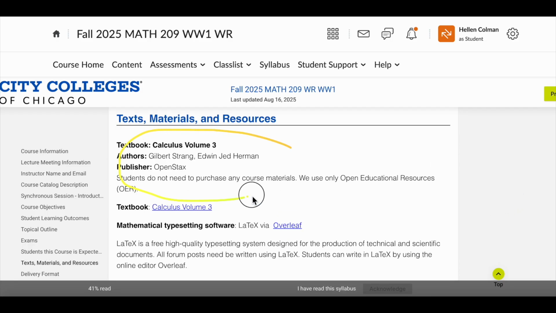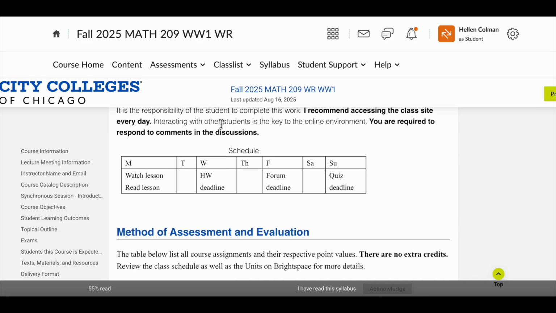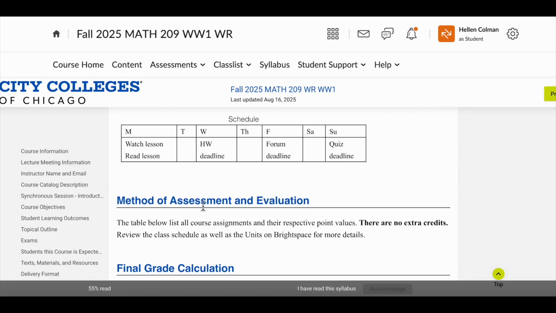The textbook for this class is free, open, so you have the textbook available in the first day of classes. The software is also free, so it's actually open source, and it's free and available since the first day of classes. Be sure you understand that you cannot follow this class in a mobile device. You need to follow this class from a laptop or a desktop computer. Again, the description in a table to visualize what you need to do every week.